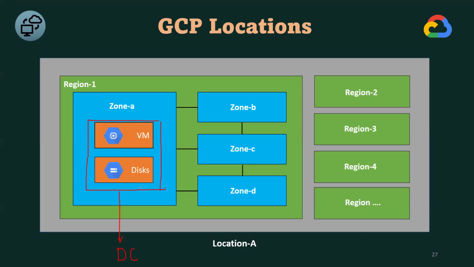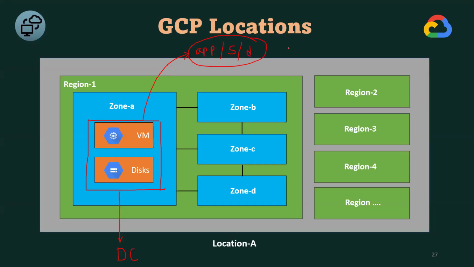So this is how the category and the division works. That means each location is having multiple regions, and each region is having multiple data centers, right? On top of these GCP data center resources, we are going to build, scale, and deploy our own applications.